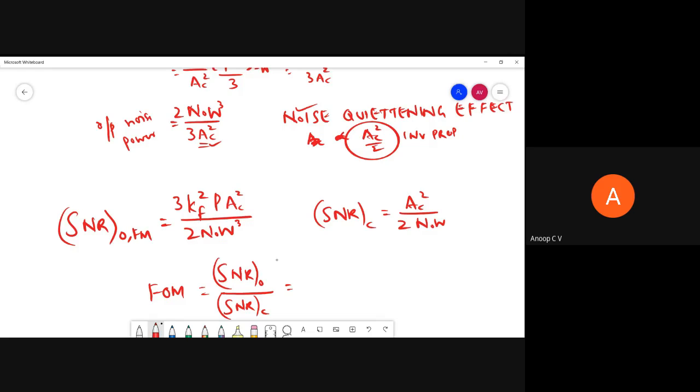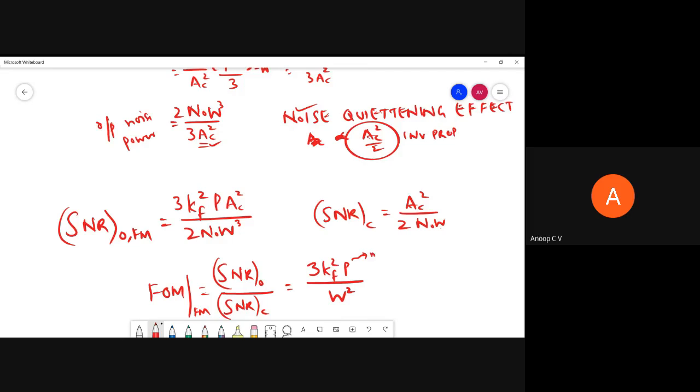So that is equal to 3 AC square kf square P divided by N naught W cube, over AC square by 2 N naught W. If we do that, remaining everything will be cancelled out. Here one W is there and W cube is there, so it will become W square. AC square and AC square will get cancelled. 2 N naught and 2 N naught will get cancelled, and this will be remaining. So this is the figure of merit of FM: 3 kf square P by W square.